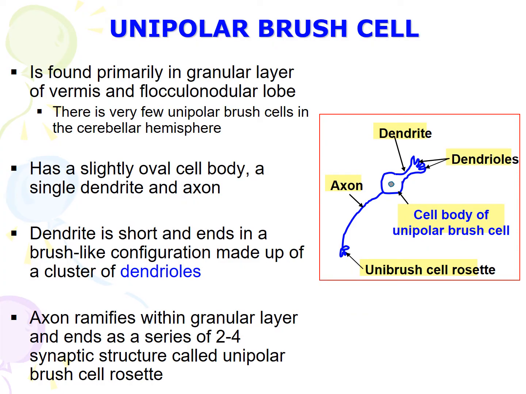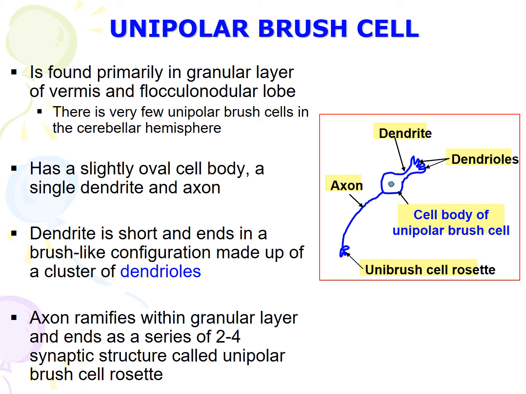The unipolar brush cell is a newly discovered cell. It is found primarily in the granular cell layer of the vermis and floccular nodular lobe, and there are very few of these cells in the cerebellar hemispheres. This cell has a slightly oval cell body. It has a single dendrite and a single axon. Its dendrite is quite short and ends in a brush-like configuration called the dendriole. So this is the brush-like configuration of the dendrite called the dendriole.